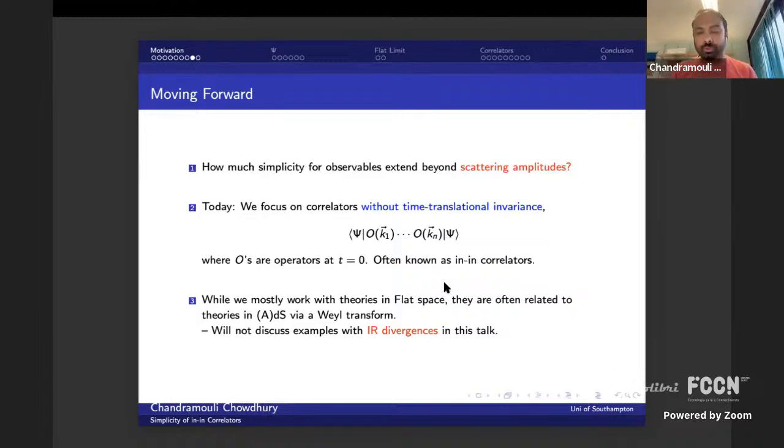So I can give more details on that, but just to keep things simple, I'll just talk about flat space. And this also means that I'll not discuss examples with IR divergences, but I'm happy to discuss what happens in cases when you do have IR divergences.